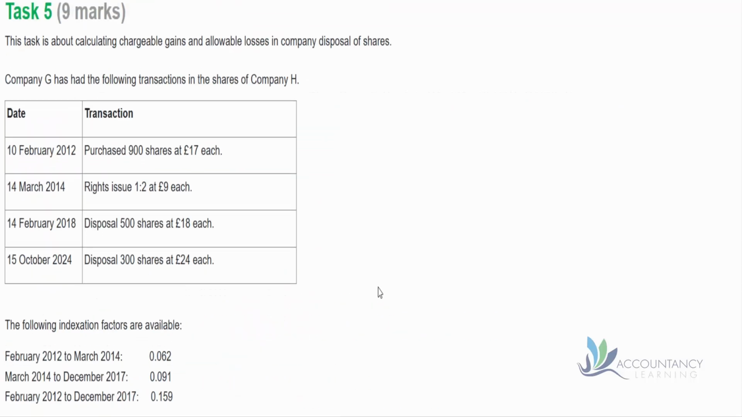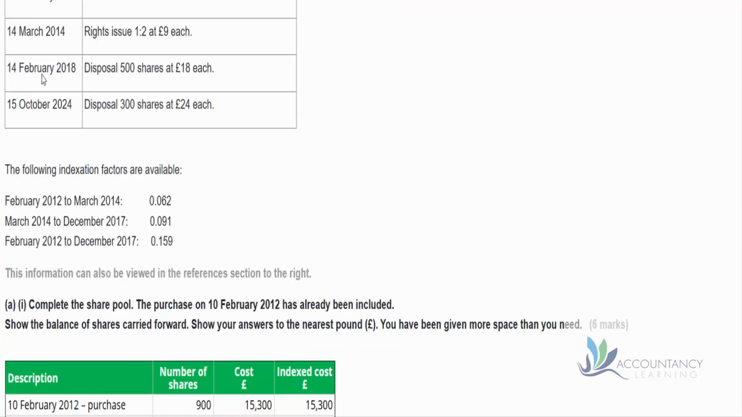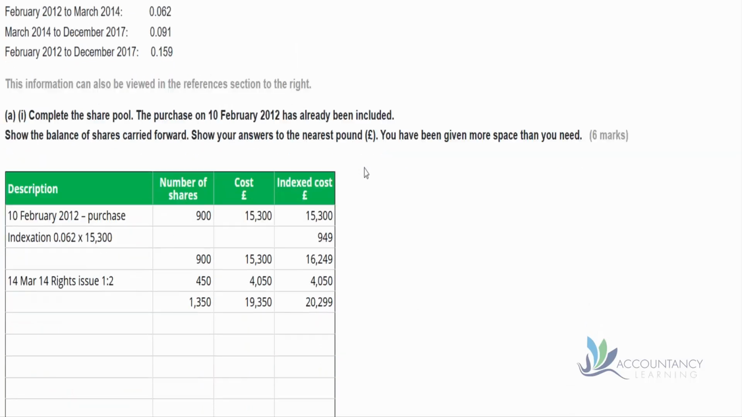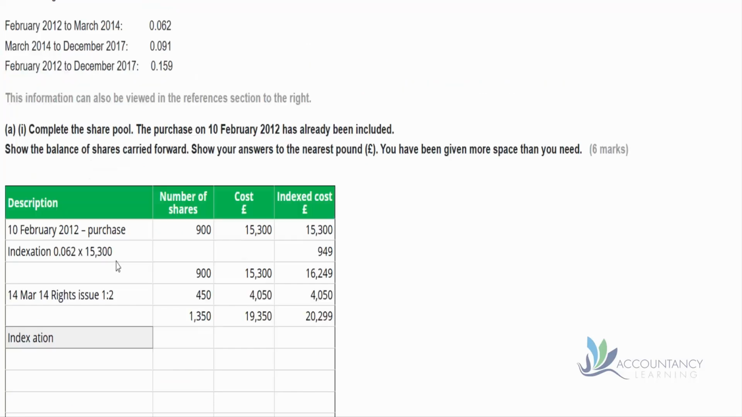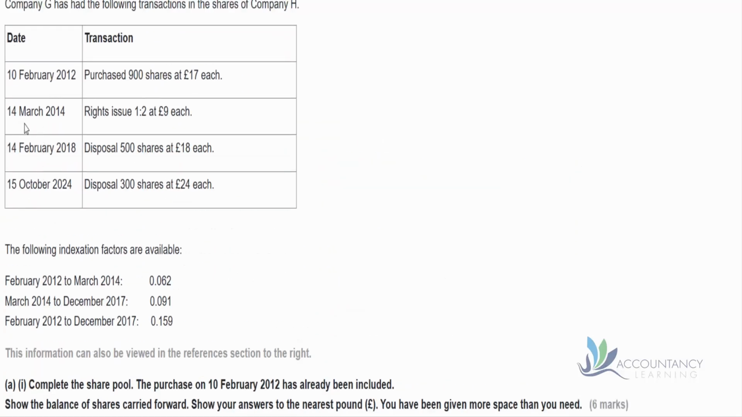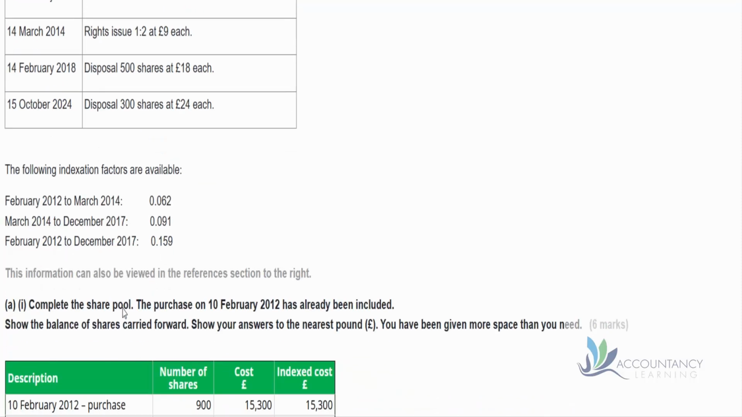So what's next then? We have a disposal on the 14th of February 2018. We disposed 500 shares at £18 each. But before we have a transaction, remember we deal with our indexation. Okay, so we need to do an indexation from the previous event from March 2014 now to February 2018. And look, there's our indexation factor of 0.091. Remember, that only goes up to December 2017 because that's when the indexation allowance finishes.